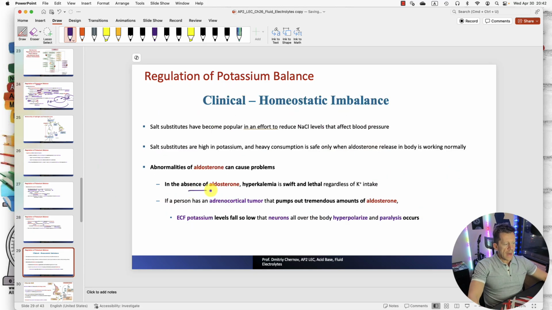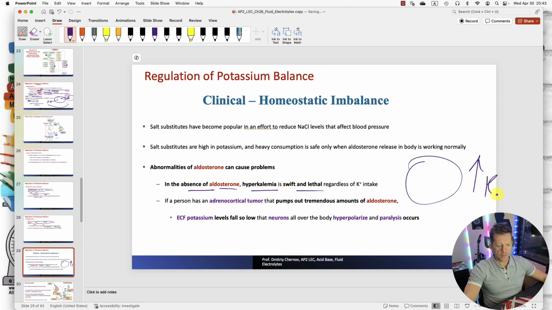So in the absence of aldosterone, hyperkalemia is swift. Hyperkalemia, high potassium, with the absence of aldosterone, because aldosterone would secrete potassium, would get rid of potassium. But now there's hyperkalemia, so there's more potassium entering the cell, going down the concentration gradient, and that leads to more depolarization.